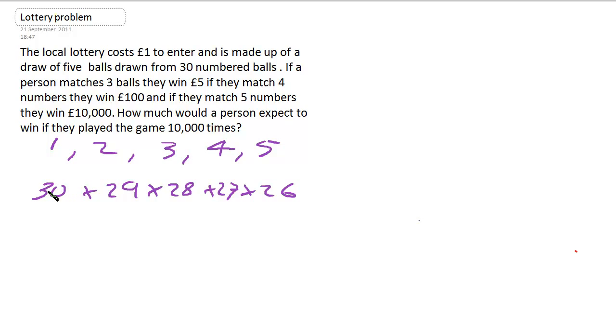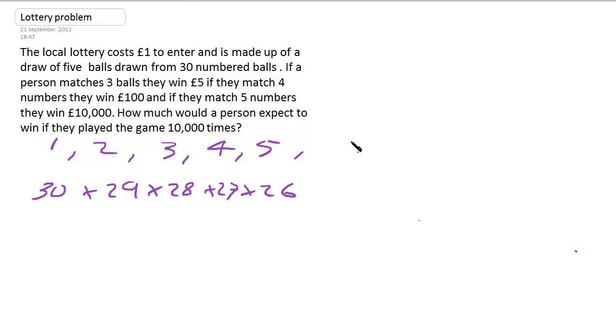So the first number is chosen from 30, the second number from 29, then 28, 27, and the fifth number from 26. Well, to get a formula for this, effectively what we're doing is getting a permutation of 5 numbers from 30. Let's consider what happens if we take it all the way down.